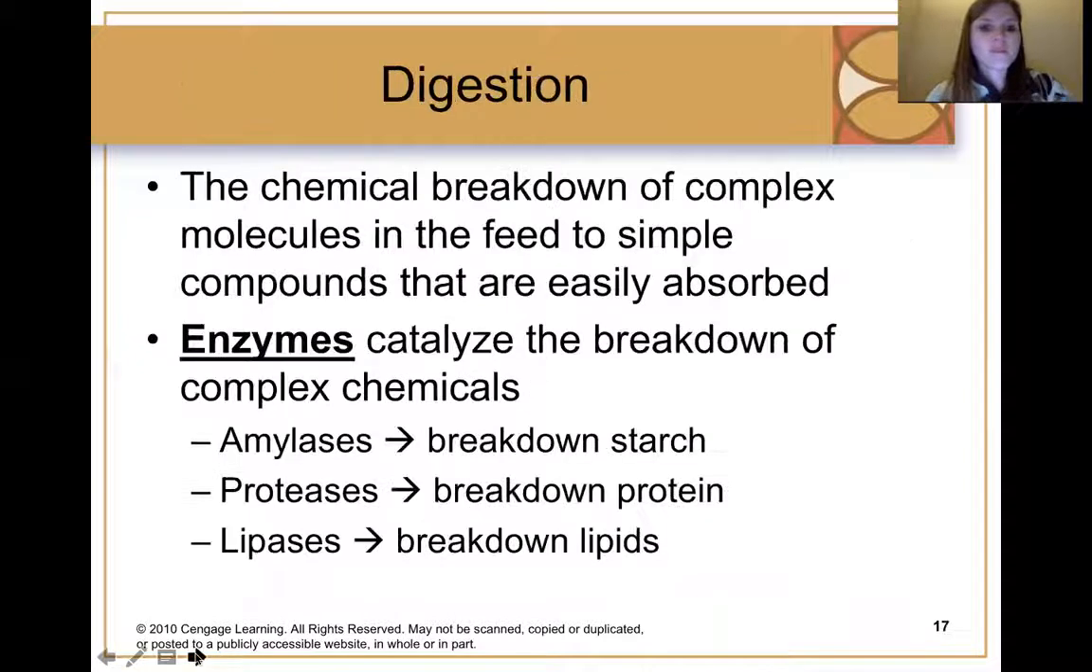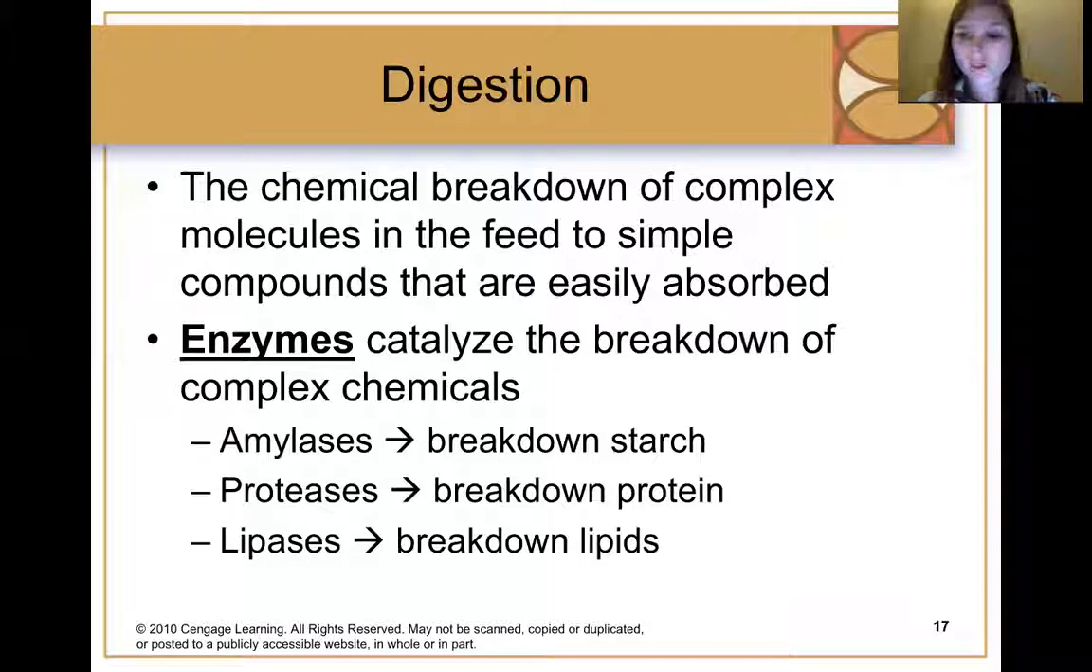So a little bit more about digestion specifically. Like I said, it's the chemical breakdown of complex molecules in the feed to simple compounds that are easily absorbed. So how does digestion happen? How are these compounds broken down? They are broken down by enzymes, and enzymes catalyze the breakdown of complex chemicals. That's their definition.